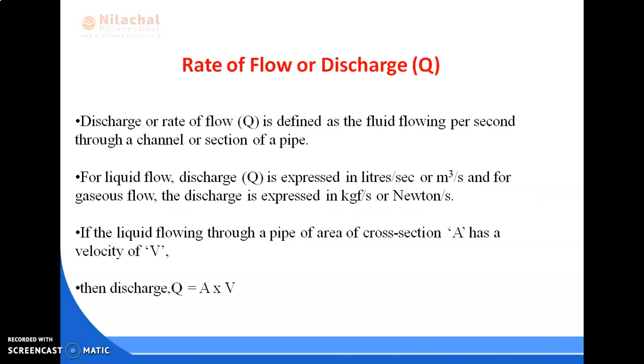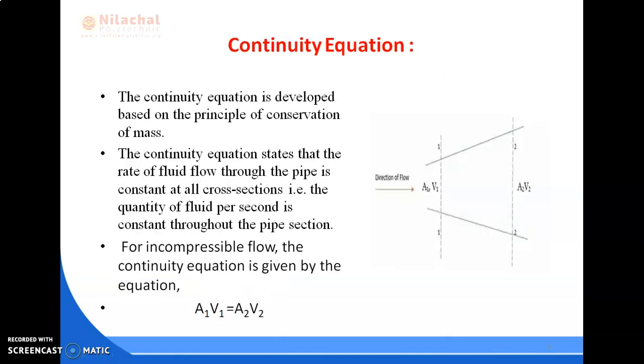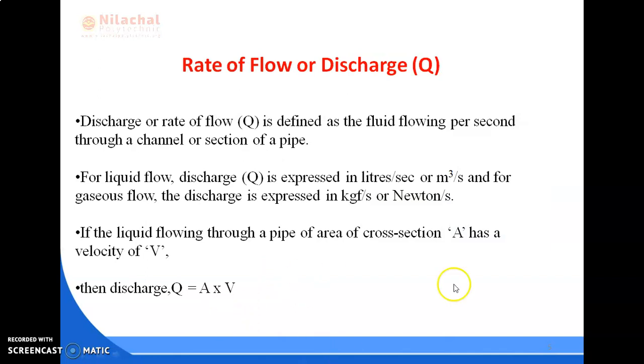First is rate of flow or discharge. It is defined as the fluid flowing per second through a channel or section of pipe, and it is expressed as capital Q. Mathematically we can say Q equal to A into V, where A is the area of cross section and V is the velocity of flow. Its unit is meter cube per second, centimeter cube per second, millimeter cube per second or liter per second.